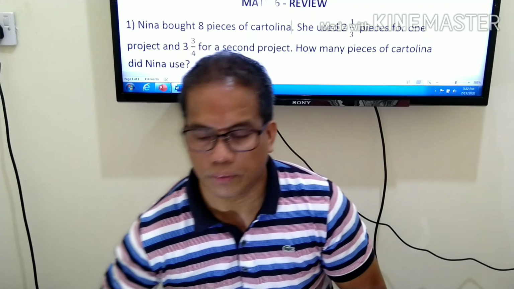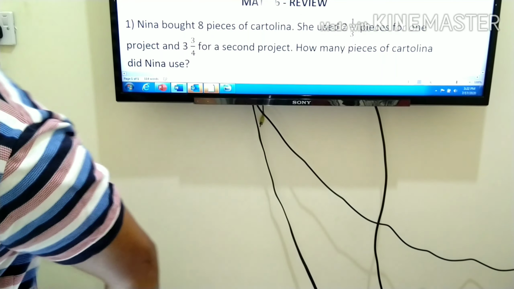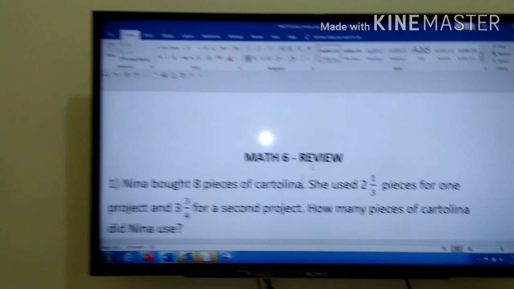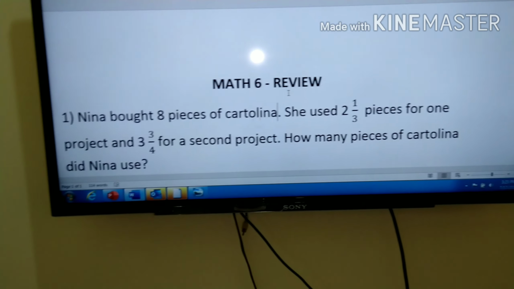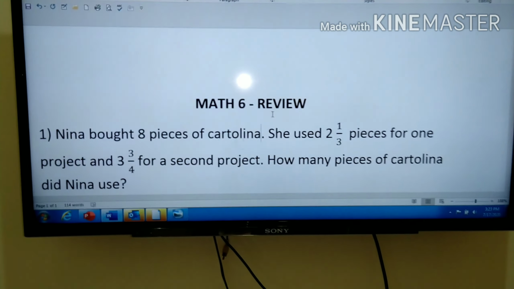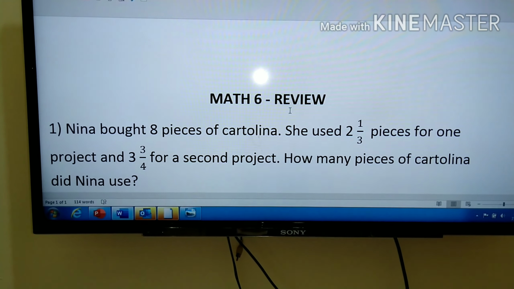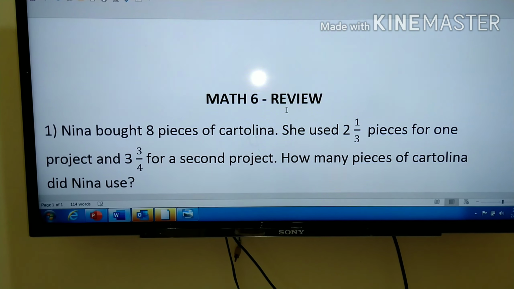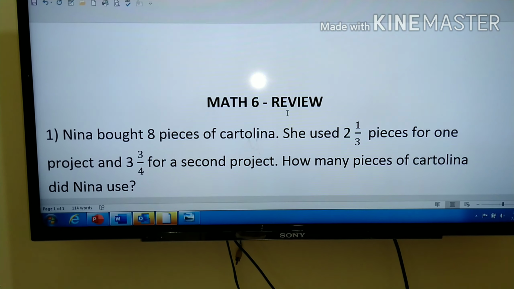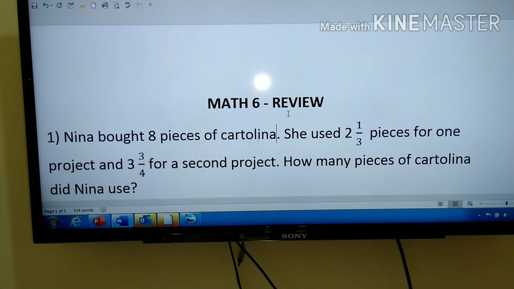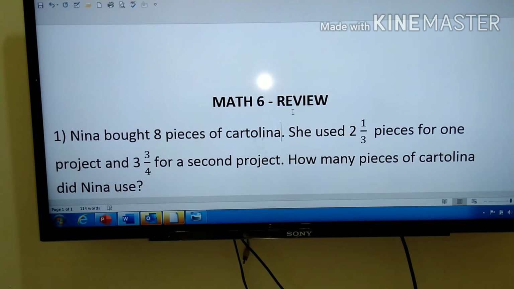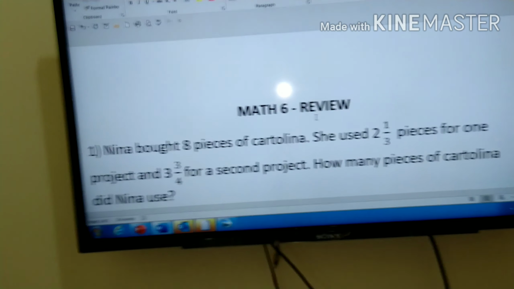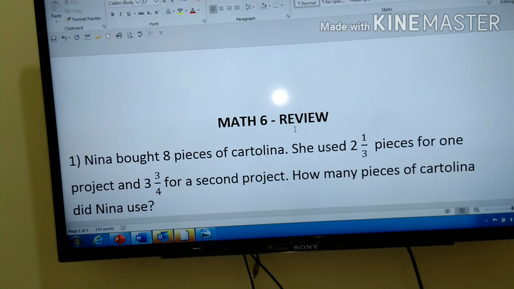Okay, so we are now in question number one. Ito yung question number one. Can you read it, Chloe? Nina bought 8 pieces of cartolina. She used 2 and 1/3 pieces for one project and 3 and 3/4 for another project. How many pieces of cartolina did Nina use?